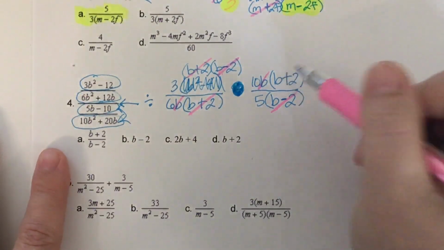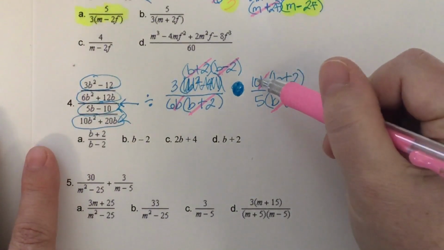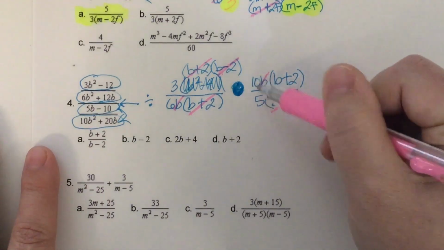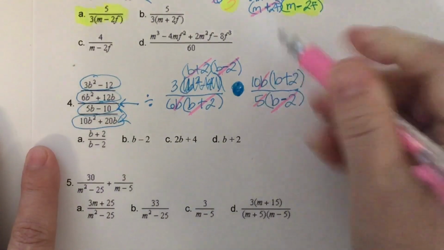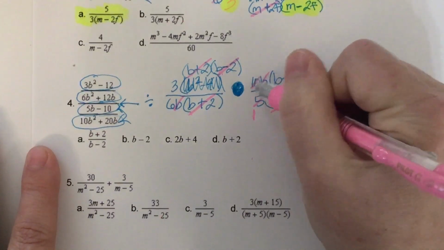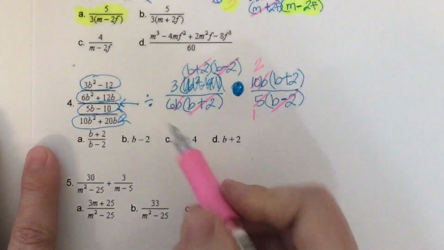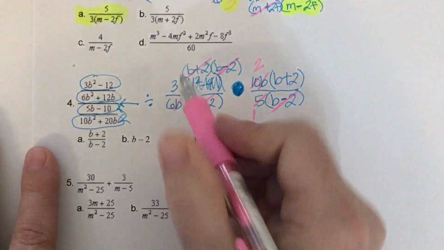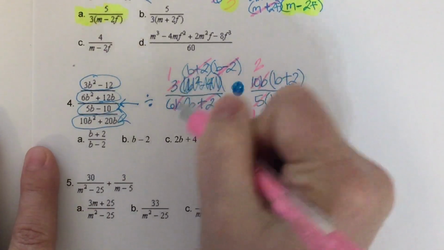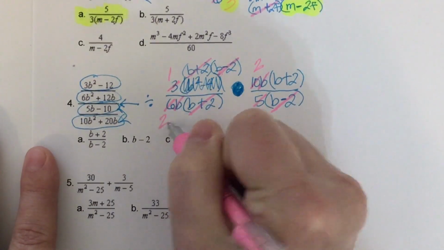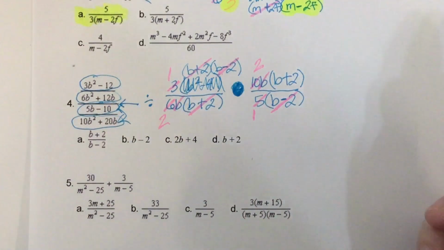Okay, I can do a few things with my fractions. The 10 and 5, I can divide both of those by 5. So 5 divided by 5 is 1. 10 divided by 5 is 2. I can divide both of these by 3. 3 divided by 3 is 1. 6 divided by 3 is 2. Let's see what I have left.